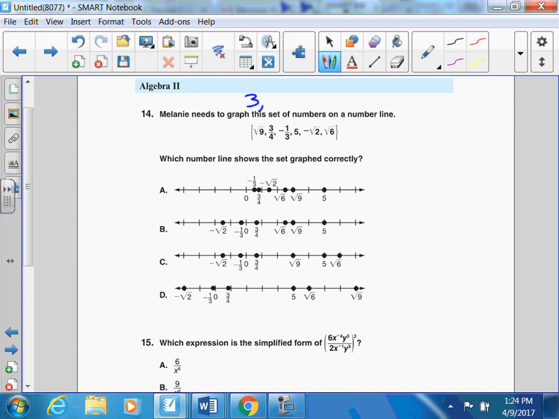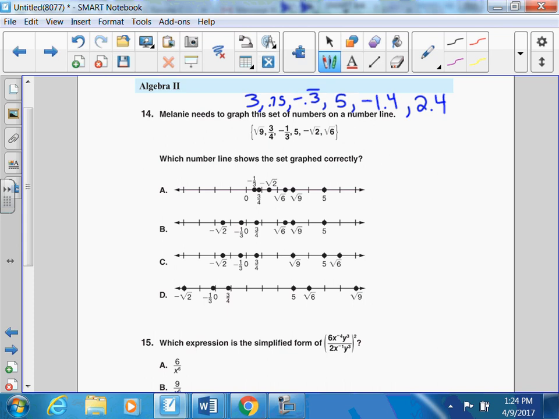So we got 3 there. 3/4, 3 divided by 4 is 0.75. Negative 1/3, that's negative 0.3 repeating. Then you have 5. Then you have negative square root of 2. Now negative square root of 2 is about negative 1.4, if you take the square root of 2 in your calculator. And if you take the square root of 6, square root of 6 is going to be about 2.4 approximately.